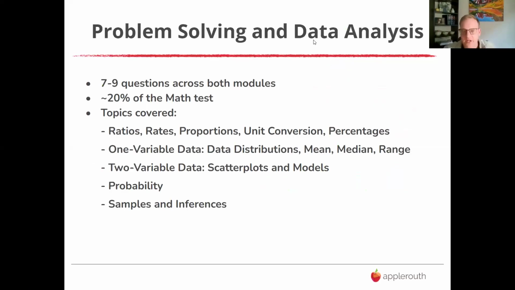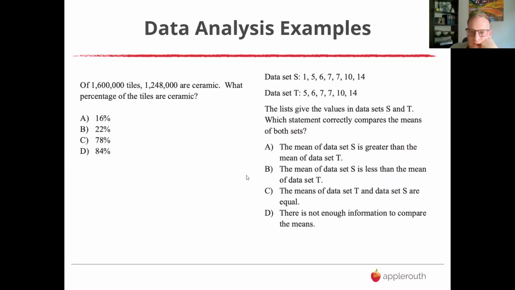Third major area is stats. So 15%, ratios, proportions, percentages, mean, median, range, and then a lot of probability. We change that to about 15. It's not quite 20%. Here's a couple examples. And I'll show you how to do the first one. And then this one is a Desmos question if needed.